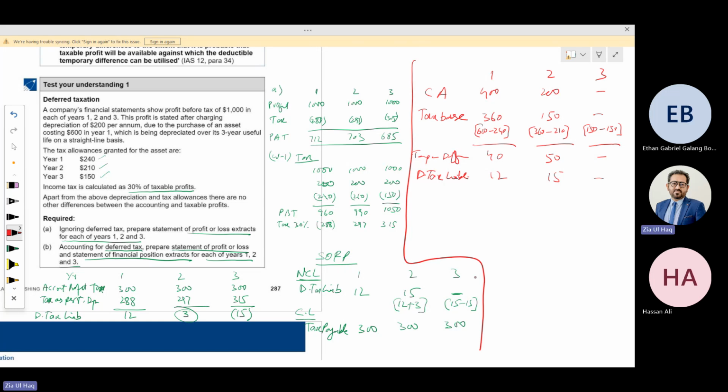The same figure we have calculated. Is that the same figure we have calculated? Deferred tax liability. Will they ever ask you to actually do it by this method? No, they will not ask about method. But normally we will calculate using this carrying value, tax base.